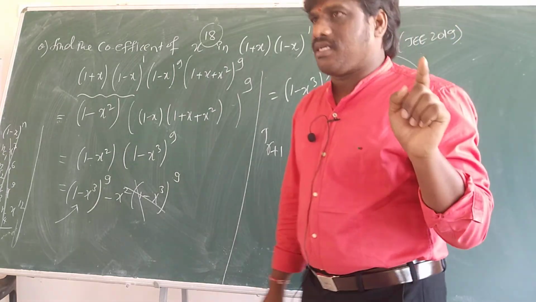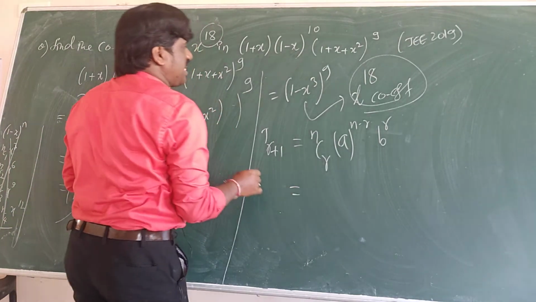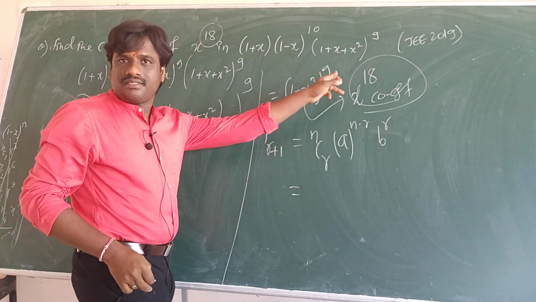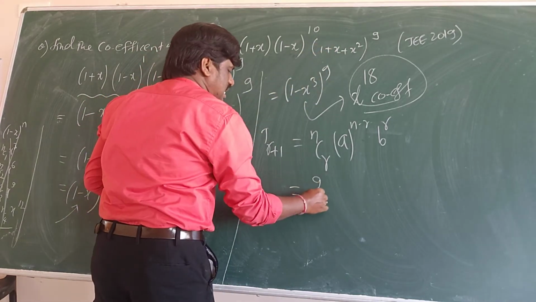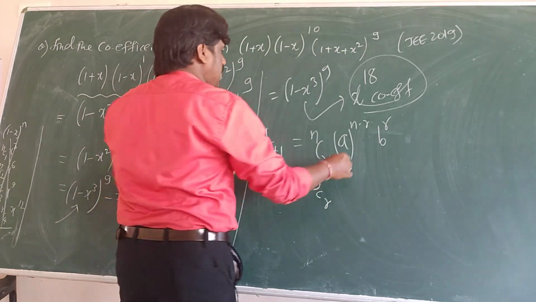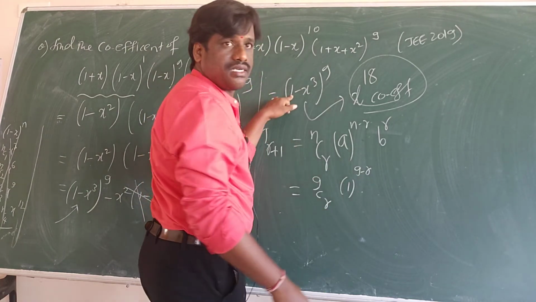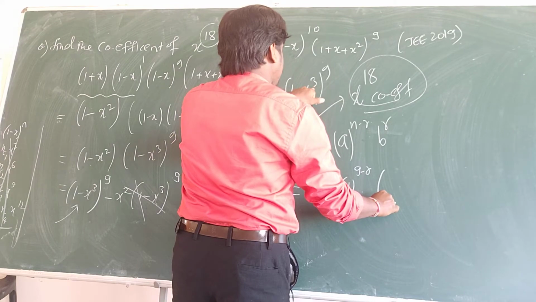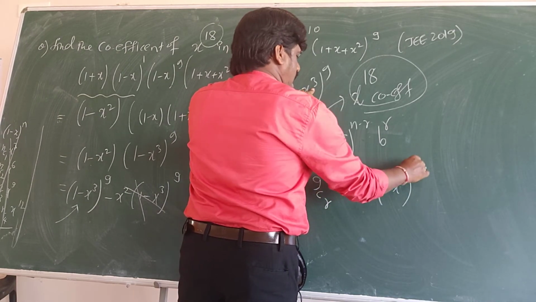Is it okay for the method? As per the method it is right. So what I write here, n. What is n here? n is 9. Right? 9Cr. a is the first one, 1^(9−r). And what is the b here? (−x³)^r.